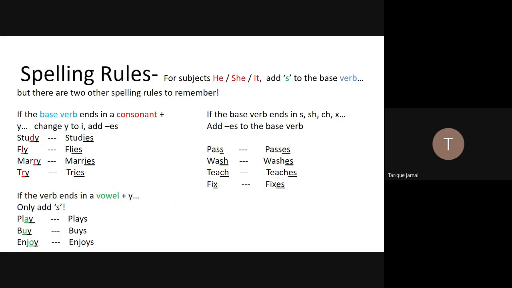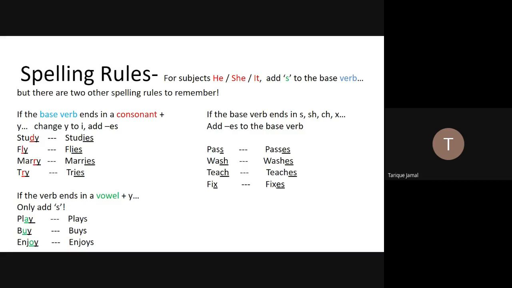Now, if the base verb ends in a consonant plus y, change y to I, add es. Okay, so we all know by now what is a consonant, right? And what are vowels, correct? So here we are just talking about consonants right now. So if the base verb ends in a consonant plus y, we are going to change y, meaning we are going to replace y, we are going to delete y, okay? We are going to take away y, we're not going to leave it there anymore. And we will change it to I, es, right? I and then add es.